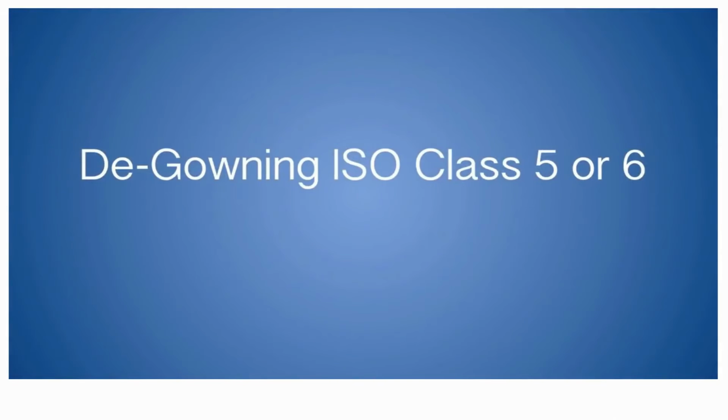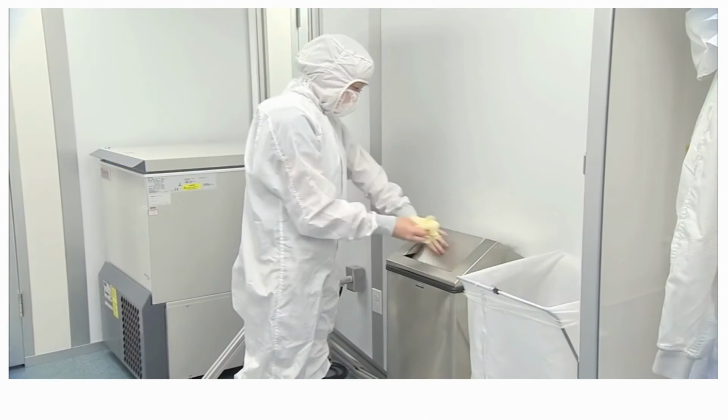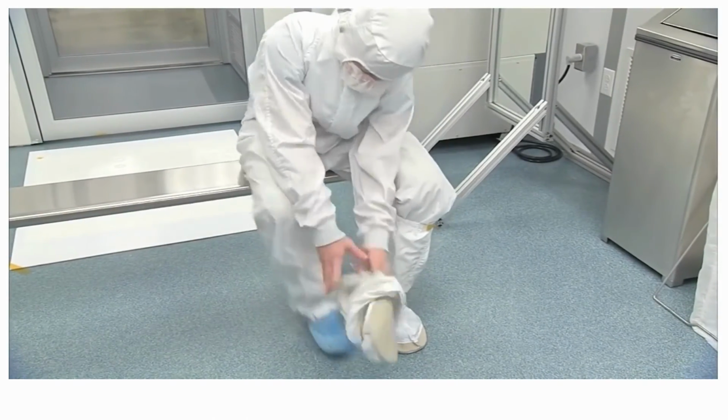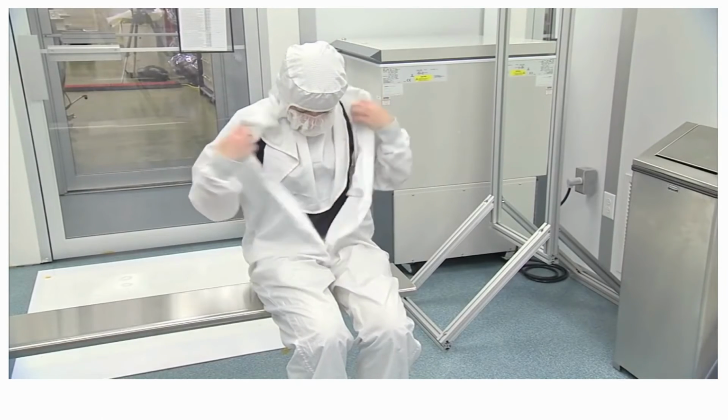The process is similar for an ISO class 5 or 6 cleanroom. Once again, take off everything in the reverse order. Remove gloves and place them in the trash. Remove each cleanroom boot. Unzip the coveralls, remove the sleeves from your arms, and sit on the cleanroom bench.